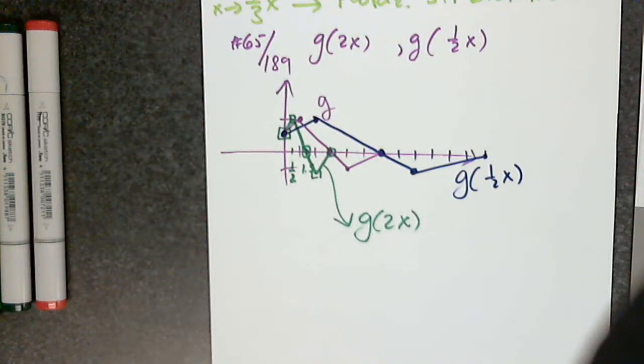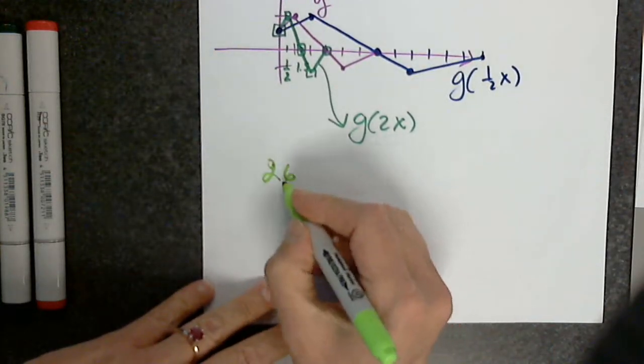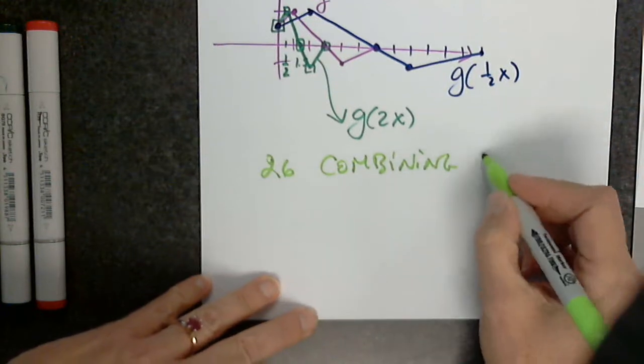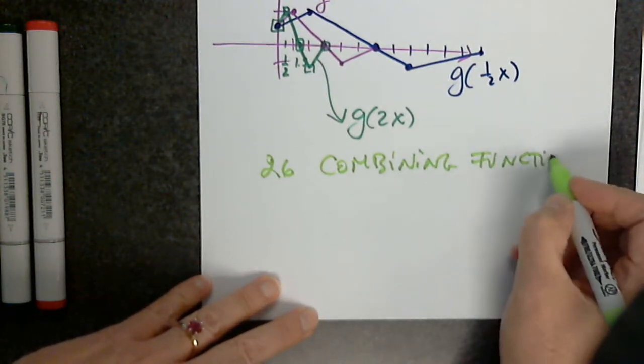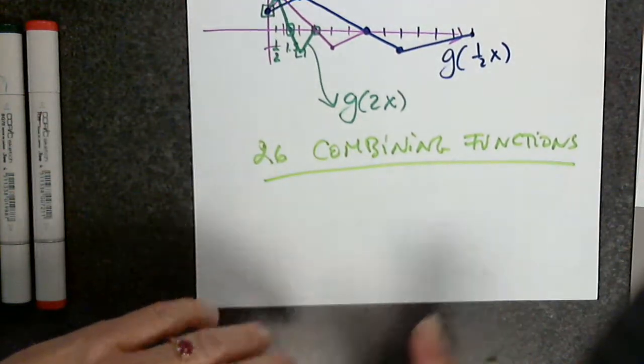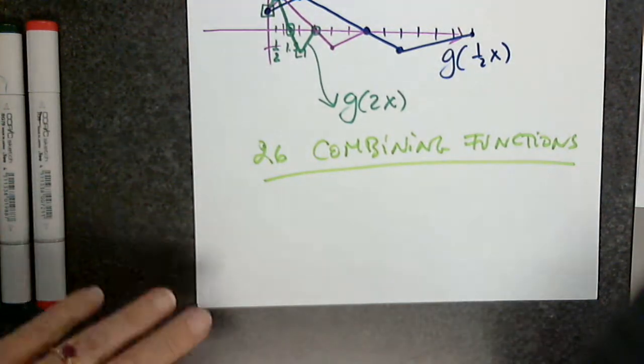Slide 6 talks about algebra of functions and combining functions. 2.6, combining functions. I will call this also algebra of functions. What is algebra? What does algebra do? Well, all it does is adding, subtracting, multiplying, and dividing. But this time we're going to do it with functions.